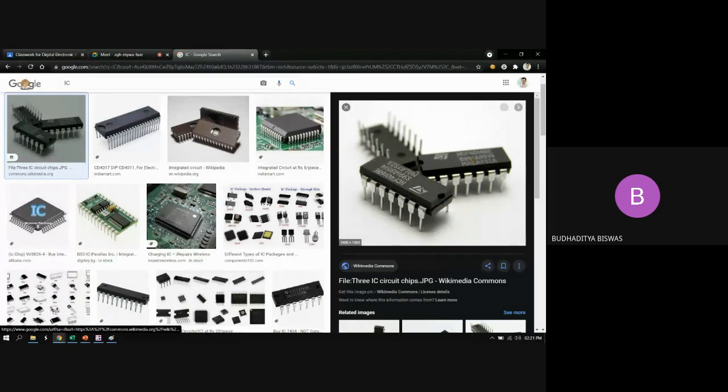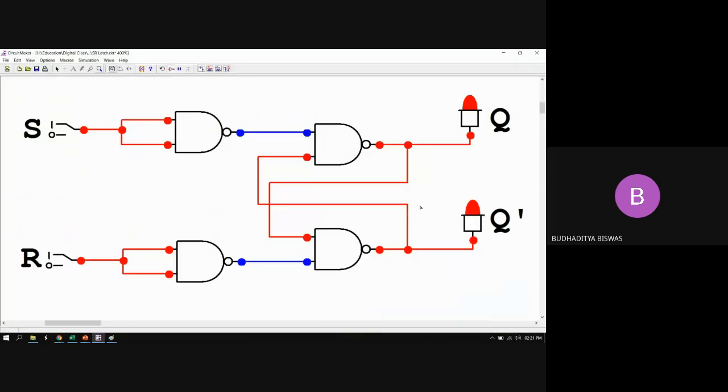So before you give the power, can you tell me that if S and R are both 1, 1, what will be the output state? Is it simultaneously 1 or simultaneously 0? Is it possible to say? No, because you don't know the component.